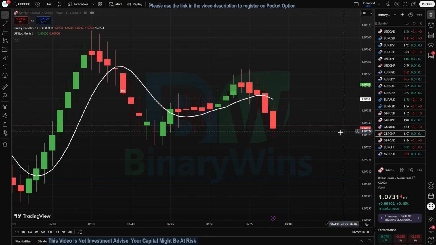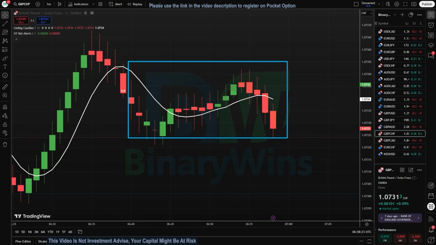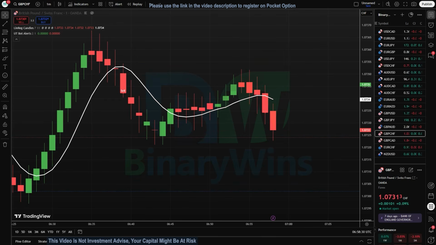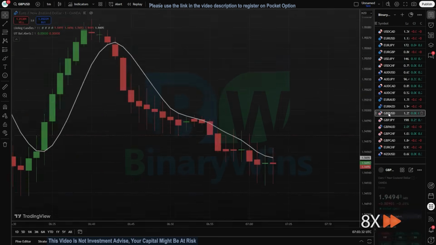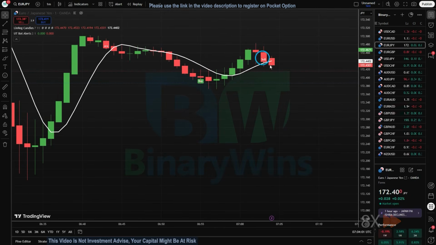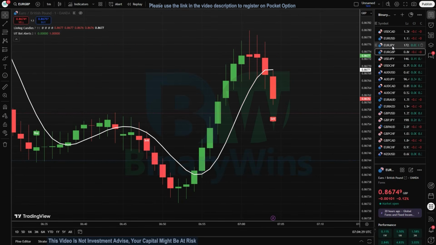Note that wherever the chart consists of weak candles like these, it means you are in a bad market and you should not trade there. We have a sell signal on EUR/GBP and the red candle is below the moving average, so we are going to trade for a sell.